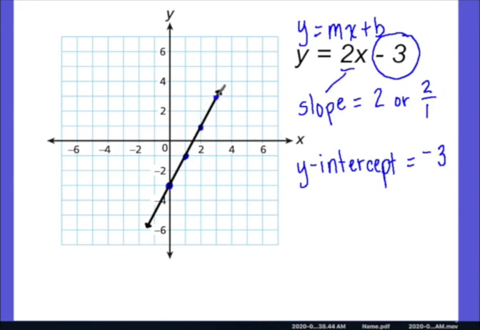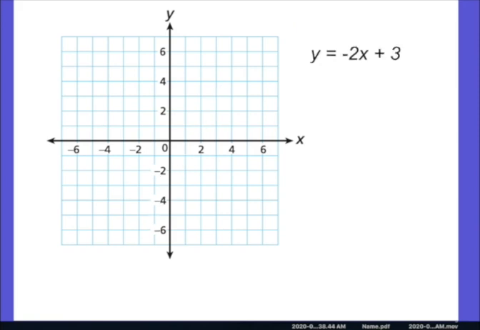So I know that I've graphed my line correctly, and we are ready to move on to another example. If you're watching on YouTube, this is a great time to pause your video and try this one on your own. So the first thing I think about is writing y equals mx plus b.